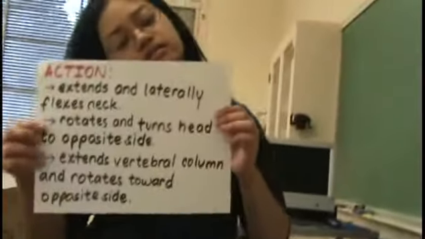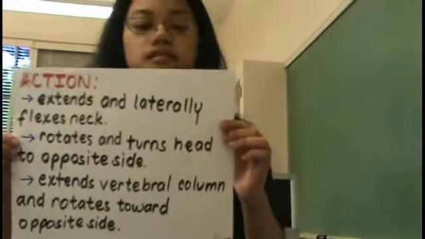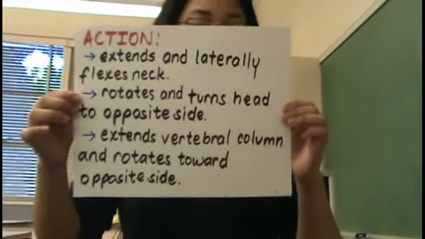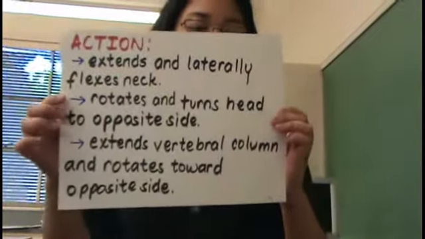Action. For the action, it extends, it holds the neck upright, so that's why my neck is standing right now, because of that muscle. And then it's lateral, from side to side, and it rotates. And for the trunk, it holds my trunk, it extends, and it rotates from side to side. Nerve supply, blood supply? We're going to do it at the end because they're all the same.